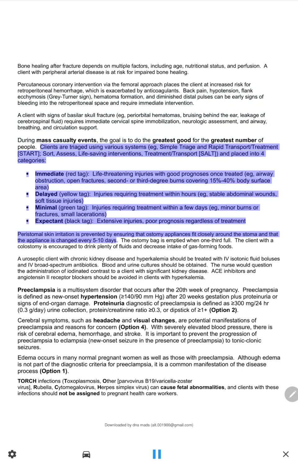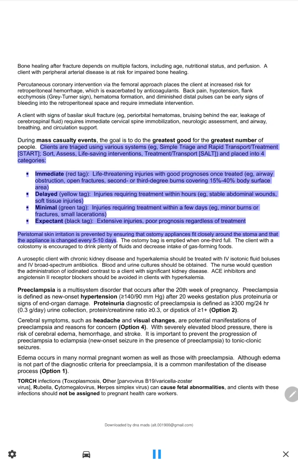or 3rd degree burns covering 15%-40% body surface area. Delayed, yellow tag: injuries requiring treatment within hours, e.g., stable abdominal wounds, soft tissue injuries. Minimal, green tag: injuries requiring treatment within a few days, e.g., minor burns or fractures, small lacerations. Expectant, black tag: extensive injuries, poor prognosis regardless of treatment.